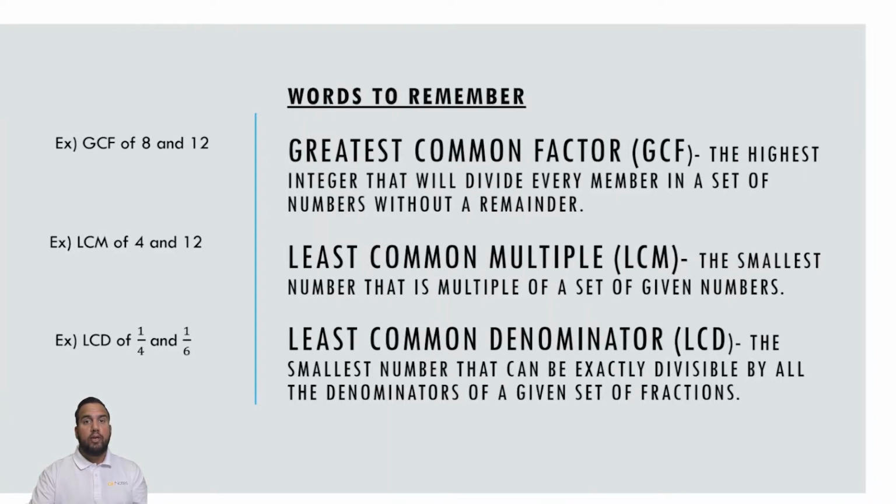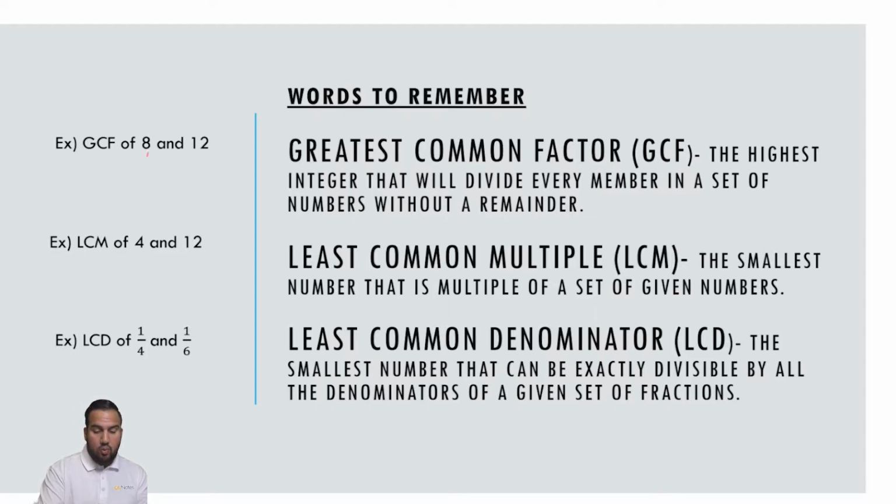The first vocab word is greatest common factor, also known as GCF. The greatest common factor is the highest number that goes into a set of numbers. What does that mean? Think of factors. Factors of 8 and 12, for example. What is the greatest number that goes into 8 and 12? So what are we going to do? We're going to list the factors of 8 and 12.